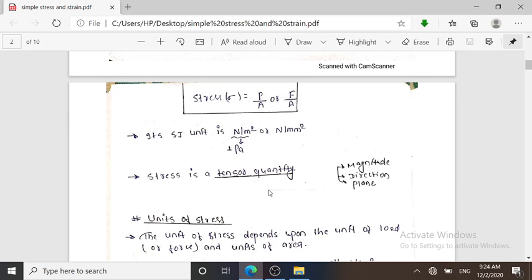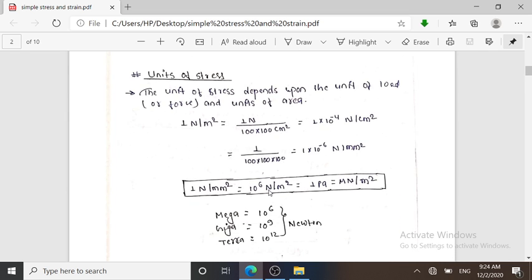Later we will discuss in a brief manner why it is a tensor quantity. What is a tensor quantity? A tensor quantity is simply one that follows the algebraic addition law. So later I will tell you what a tensor quantity is. Here we just need to understand that stress is a tensor quantity, and stress is an internal resisting force.